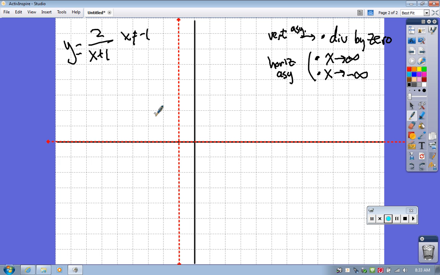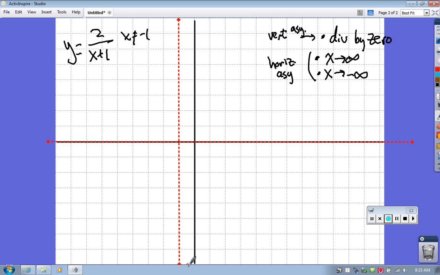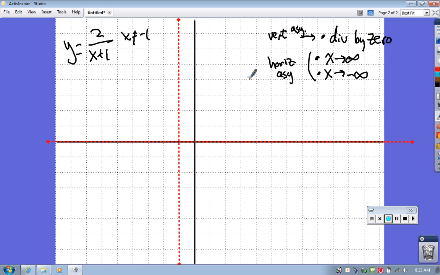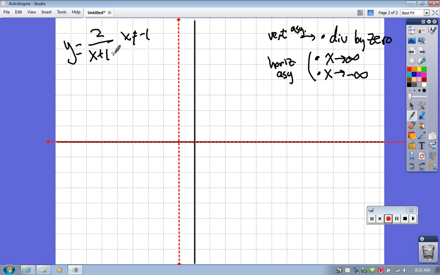And so I know what's going to happen is I'm either going to have something up here or down here, and I'm going to have something in here or over here. So then the question becomes, well, where are they? Where do they end up being? And what I can do is I can plug in points and get it.